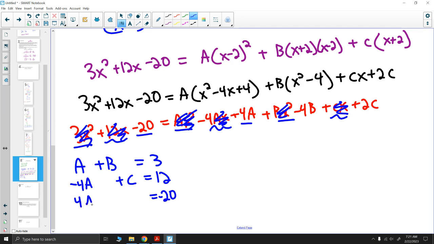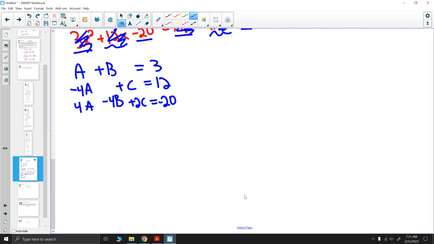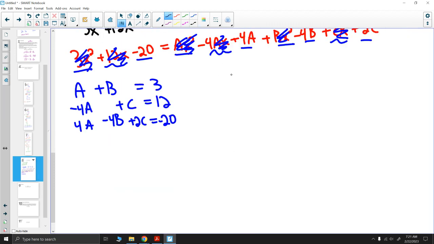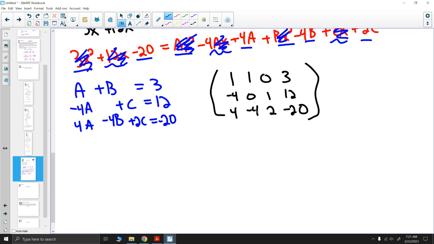So we have 4a minus 4b plus 2c equals that. So as a matrix, this is just 1, 1, 0, 3, negative 4, 0, 1, 12, 4, negative 4, 2, negative 20. So this is what we're going to plug in.